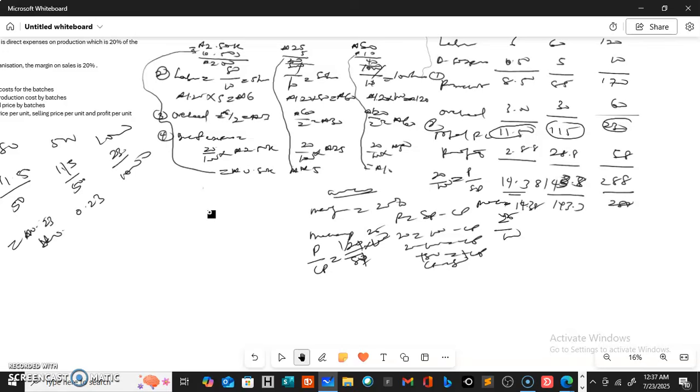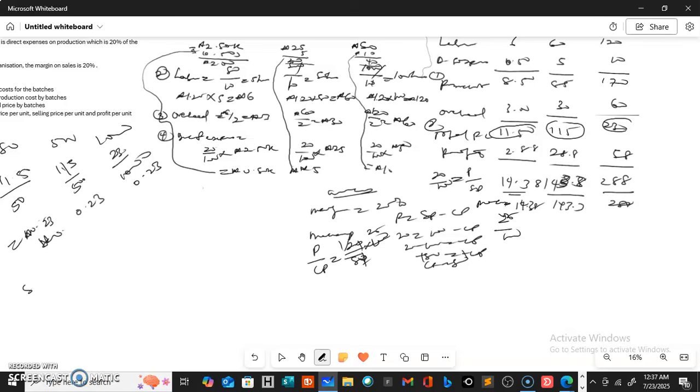Then 230 divided by 1000, you can see that 0.23. So the cost per unit is 0.23. Let's go back to the profit now.